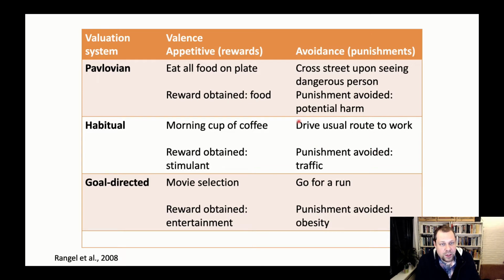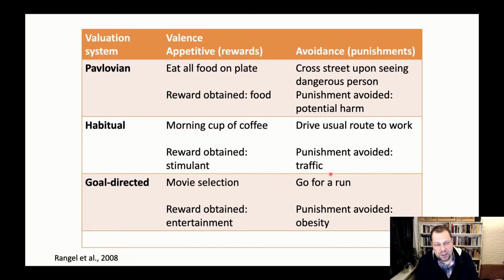Then we might have avoidance type habitual learning, and that is, for instance, driving the usual route to work. The punishment avoided there is standing in traffic and being bored and sitting in the car. And then finally, the most complex system is the goal-directed system. It leads to more complex computations that require a prediction in novel situations. For instance, when we select a movie, we haven't seen the movie yet, so we don't know if we'll like it or not. But based on our previous experiences in similar settings, selecting movies in the past, we can make good predictions about whether the movie that we select leads to a reward and will entertain us.